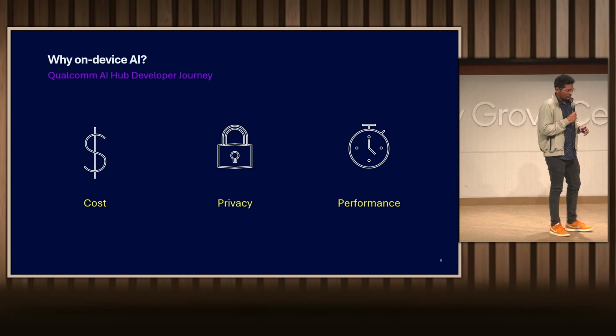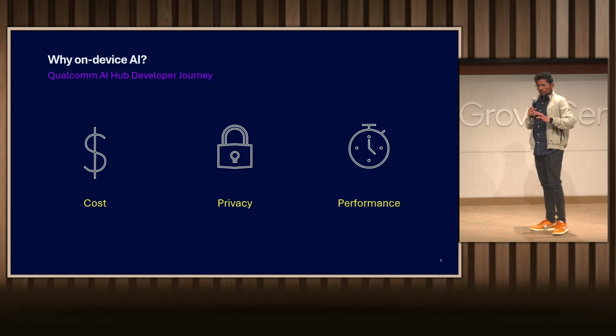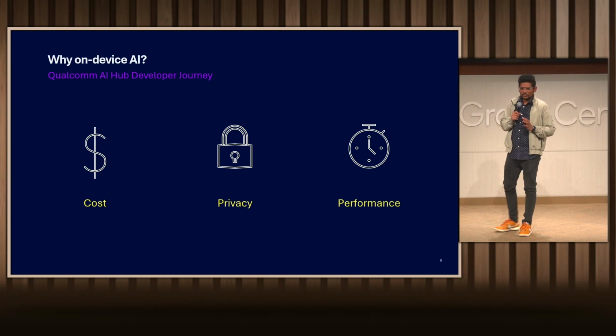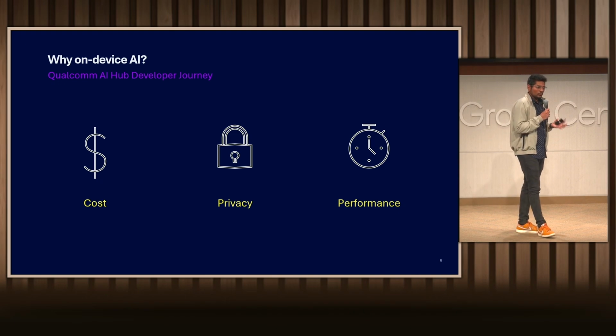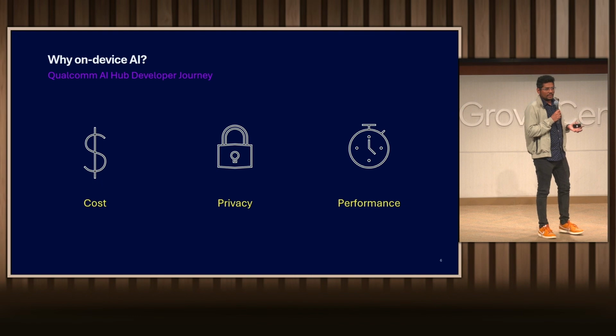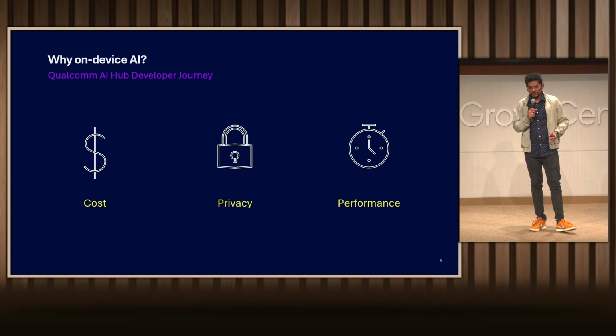Third, and maybe a very important criteria, is performance. And not just performance for the sake of performance, but also for a very good UX perspective. For example, taking one photograph on your phone runs around 25 to 30 different models. And this you cannot ship on cloud. You have to run these use cases locally on device.